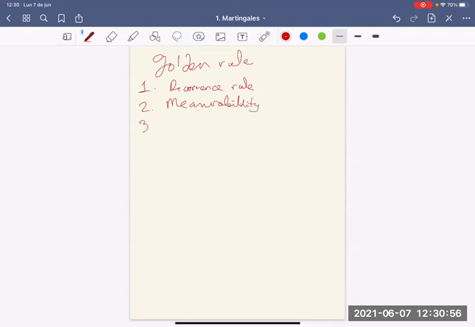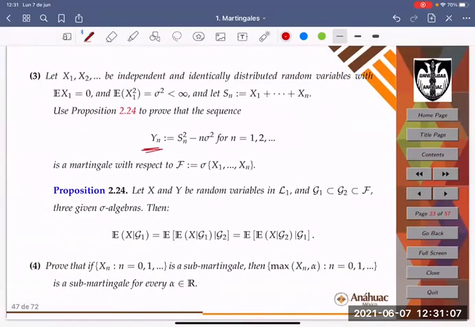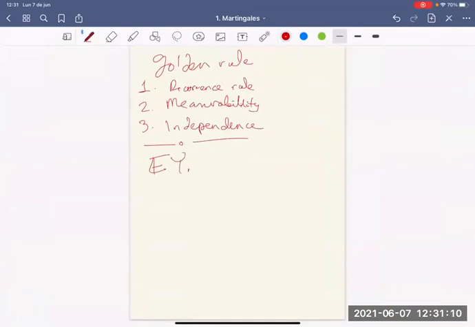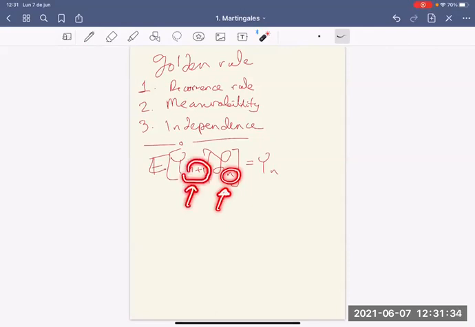Measurability. Number 3, we need to use independence. To prove what? To prove that the expectation of Y_{n+1} given the story up to time n is just this random variable, right? Again, please observe the fact that this time here came before the time to which I'm referring to here.